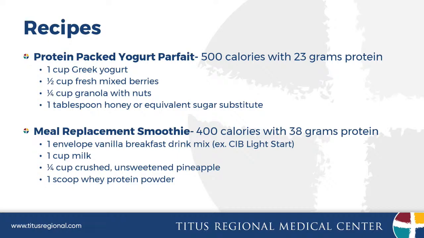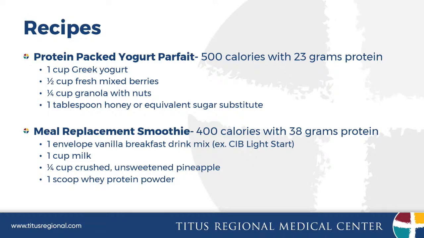Both of these are protein-packed. One is a yogurt parfait that has 500 calories and approximately 23 grams of protein. Simple to make. You simply layer a cup of Greek yogurt with a half cup of fresh or mixed berries, a 1/4 cup of granola with nuts, and if you need a sweetener, you could certainly do a small amount of honey. I usually do about a teaspoon, or an equivalent of a sugar substitute, for example, stevia or Splenda.